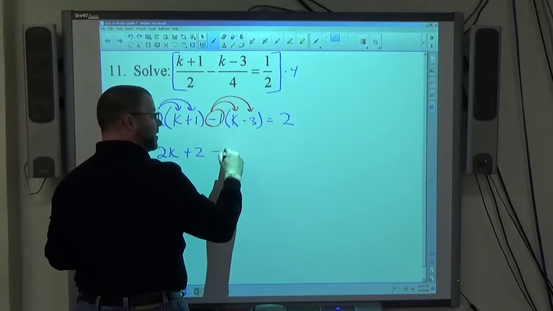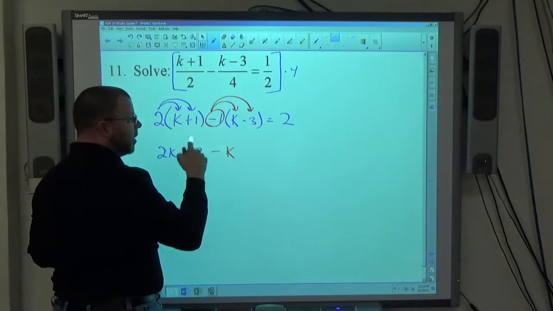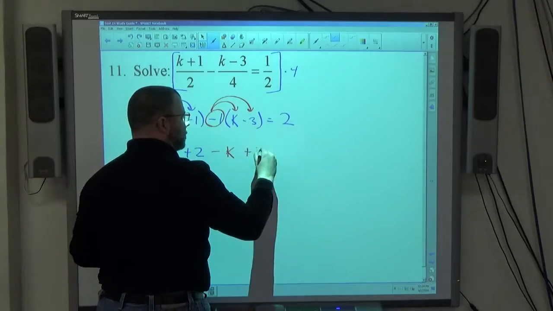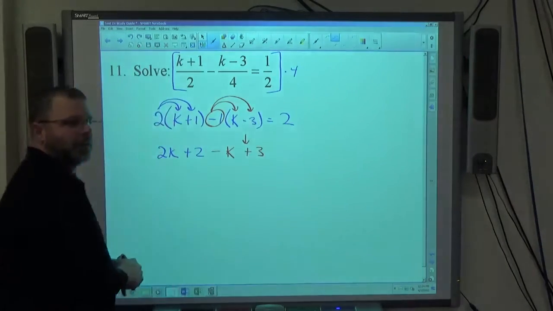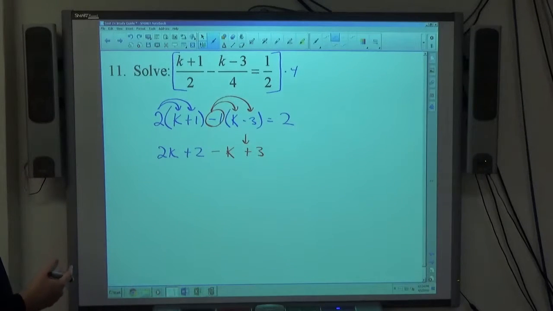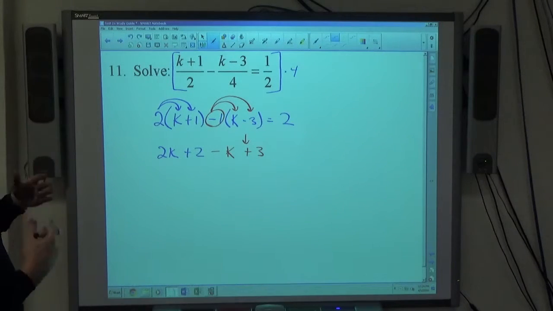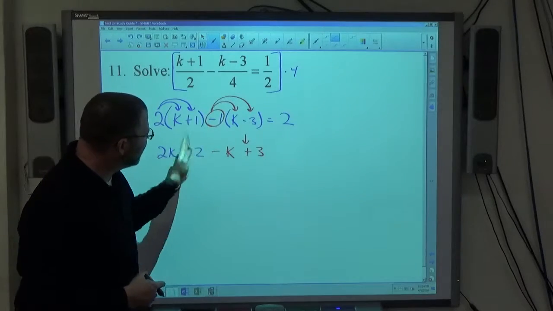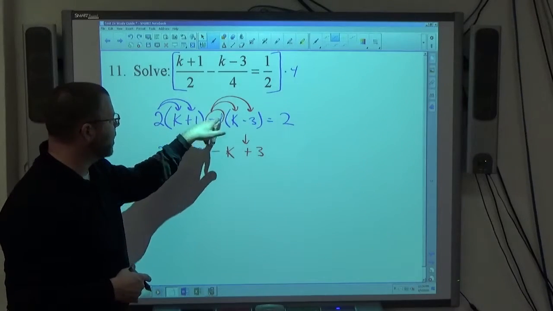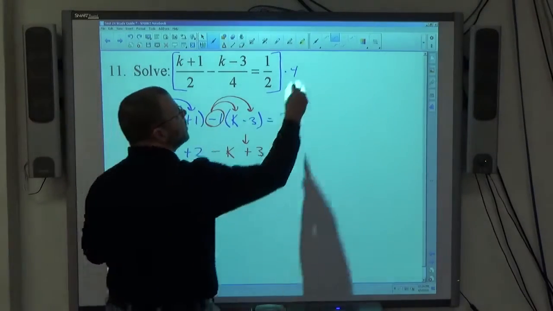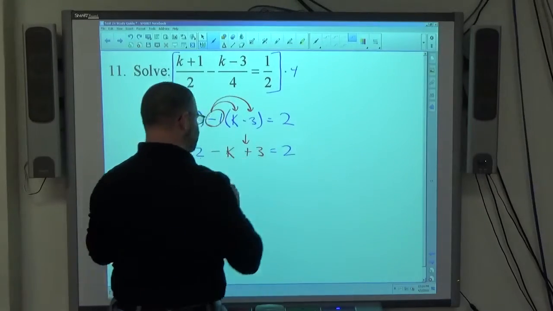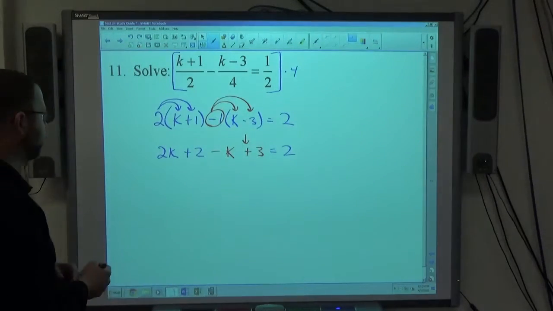Negative 1 times k makes negative 1k, which everybody would have gotten. But negative 1 and negative 3 make positive 3. This is a very commonly missed sign in this problem. So be careful with binomial numerators that you write it like this first and then distribute correctly with the correct sign when you're doing your multiplication. And that equals 2. Next step, combine like terms.